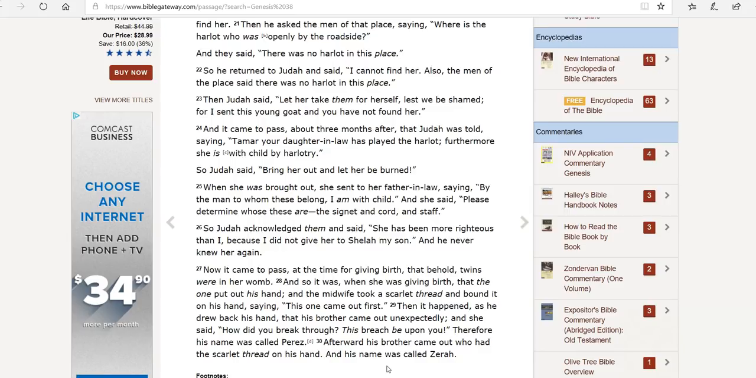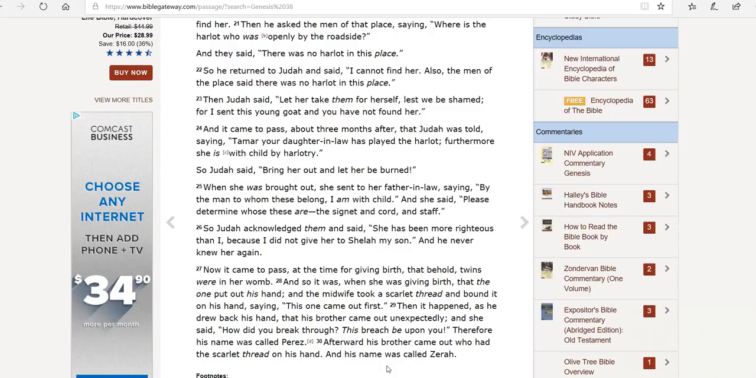And she said, "How did you break through? This breach be upon you." Therefore his name was called Perez. And afterward his brother came out, who had the scarlet thread on his hand, and his name was called Zerah. Okay, so you got two boys in there. You got to keep up with who was firstborn. Firstborn had the red ribbon wrapped around him. However, that is not the case. He went back into hiding and he didn't come out right away.